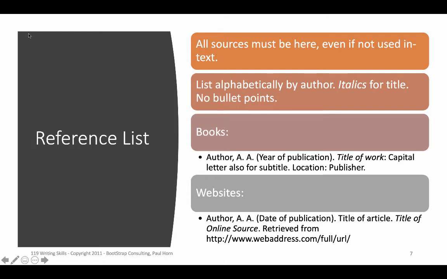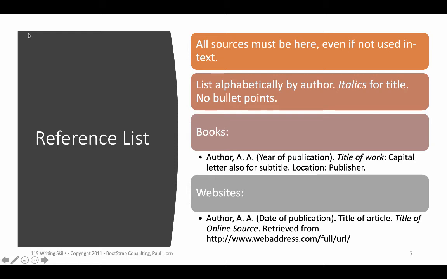Websites, you do it this way. You put the author and the date of publication and the title of the article, and everything else kind of goes the same way, but you'll notice that you have to cite where you got it from, retrieved from. And this is what we call the URL. You're not giving the name of the website here. You're giving the specific address that somebody would go to. And the best way to do this is literally to select it from the very top bar of your browser, cut it, and paste it right in here.